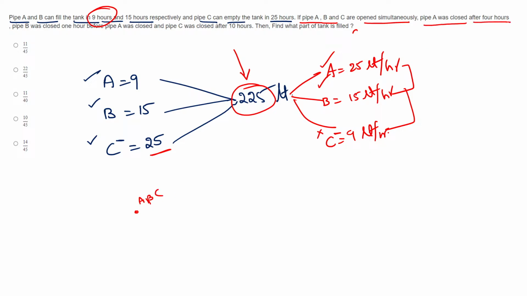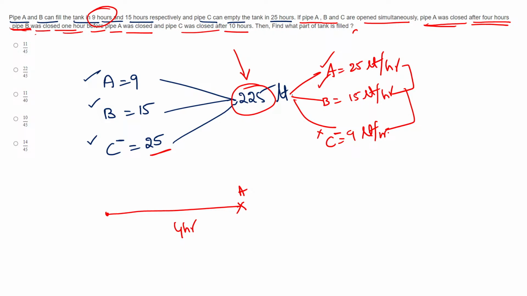Pipe A was closed after 4 hours. Let us say we're starting here. For 4 hours, we're opening all the three together. But after 4 hours, let us take this as the 4 hour time, we're closing pipe A. That means now we're having only B and C here. Pipe B was closed 1 hour before pipe A was closed. That means somewhere here, 1 hour before. And pipe C was closed after 10 hours. Okay, let's rewrite this to make it somewhat clearer. So see here guys, pipe A was closed after 4 hours. So if you are starting here, after 4 hours you are closing pipe A here.